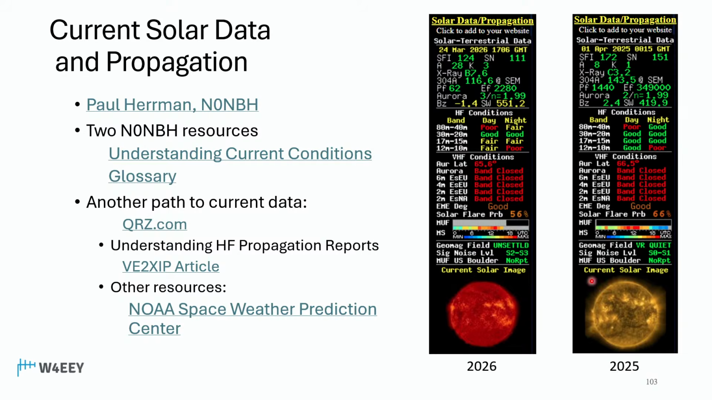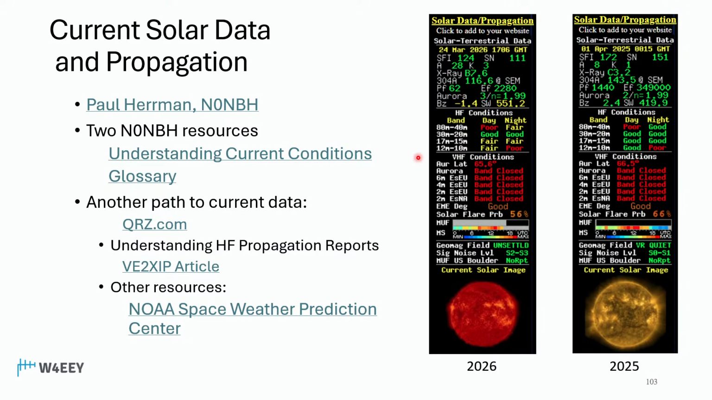Now here's something that every time I turn on my radio, I usually will look at. Paul Herman's site. You've probably seen these diagrams all over the internet and QRZ.com. They've got a variation of this. I put up two pictures here, one from last time we taught this in 2025, and one from this afternoon. And what we're seeing here gives us the solar flux index, the sunspot number, the A and K indexes.